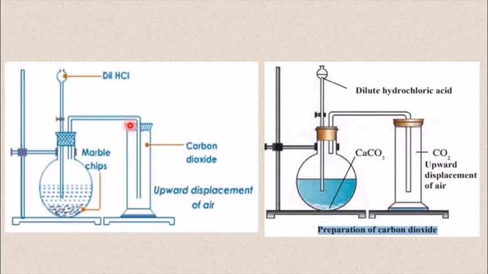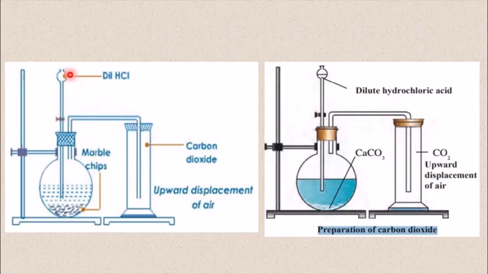Now we require chemicals. First of all, we require a few pieces of marble, or we can also say calcium carbonate, which is the marble pieces; limestone pieces also you can take. And we require dilute HCl, that is hydrochloric acid. So what we have to do is assemble the apparatus. We have taken a round bottom flask. Here we have assembled the thistle funnel, and here we have added our gas delivery tube.